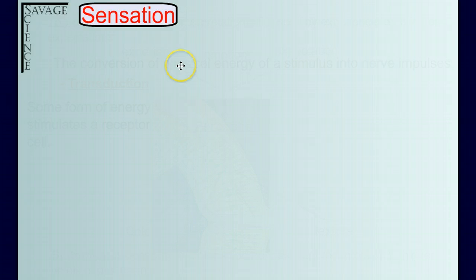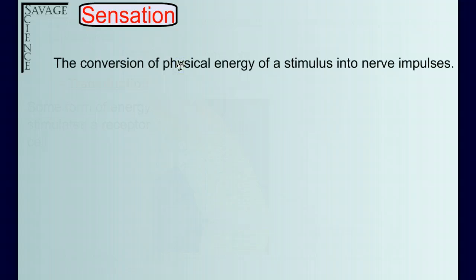When energy comes into the body, when we receive information from the outside world, it comes to us in the form of physical energy. And we have to convert that physical energy of stimulus, whether it's light in the back of our eye, or pressure on our skin, or sound waves traveling through the air that hit our eardrum. We have to convert that physical energy into neural impulses, and we call that process transduction.